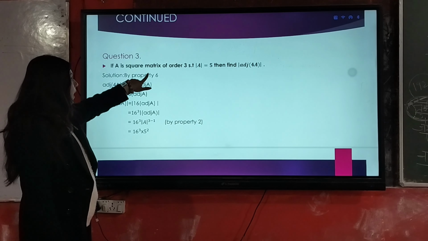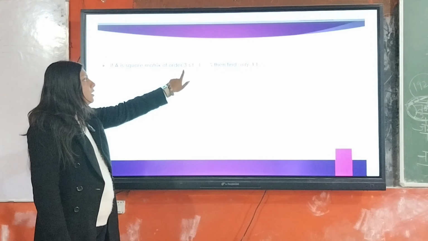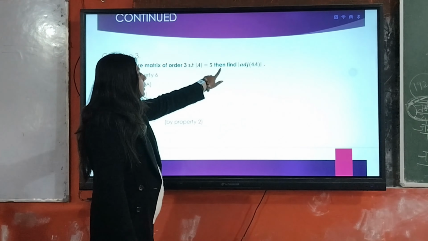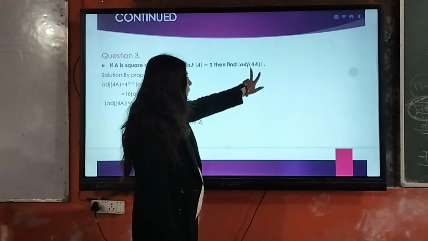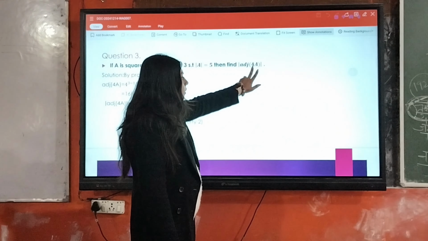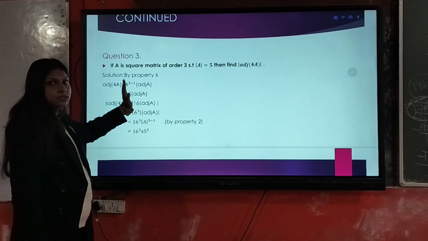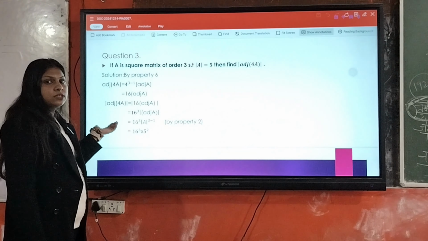If A is a square matrix of order 3, meaning we have 3 rows and 3 columns, such that determinant of A is equal to 5, then find determinant of adjoint of 4 times A. Here 4 is a scalar. Now, we have learned earlier the very magic properties of adjoint, so we are using them here.